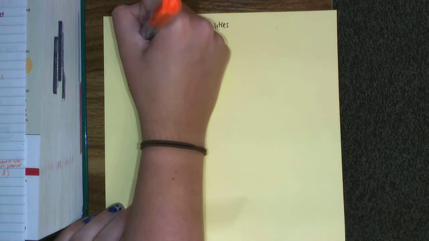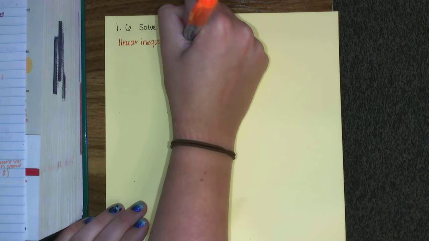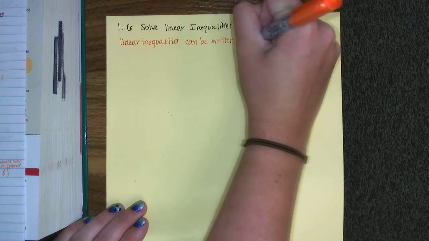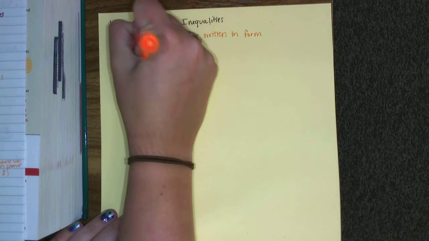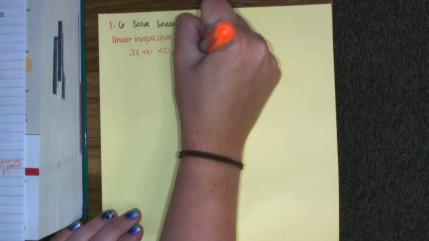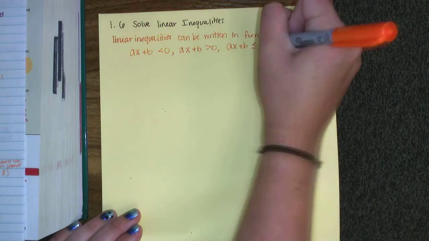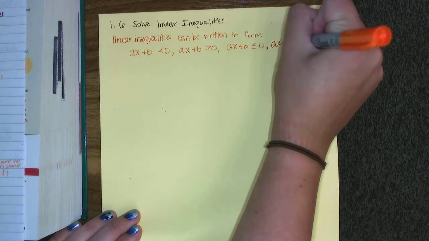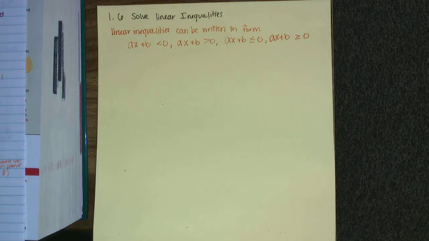Linear inequalities can be written in the form ax plus b less than 0, ax plus b greater than 0, ax plus b less than or equal to 0, or ax plus b greater than or equal to 0. Okay, those are your options there for how they can be written.